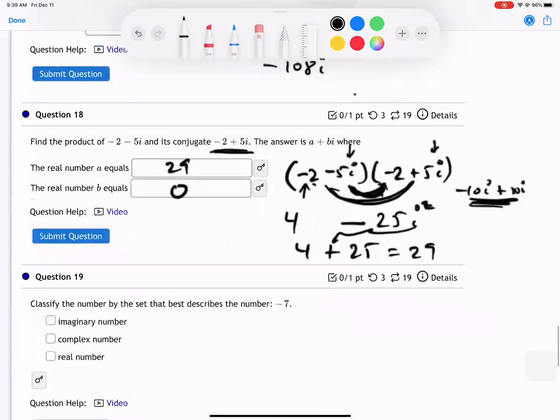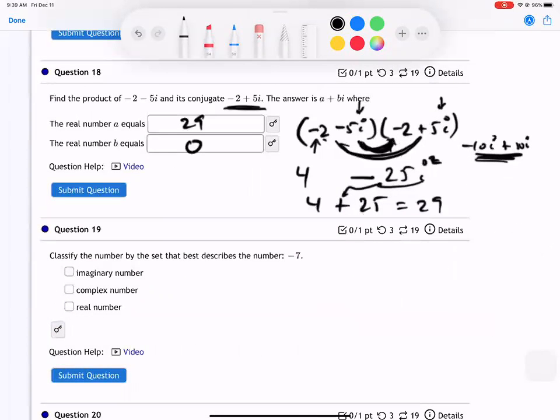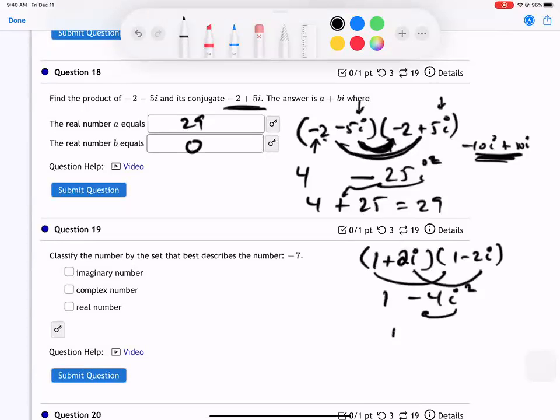So again, let me give you another easy version. 1 plus 2i times its conjugate 1 minus 2i. 1 times 1 is 1. 2 times 2 is 4, negative 4i squared. Negative 1 becomes a 4. 1 plus 4 is 5. Whenever you do conjugates, you just look at the front and the back. That's how fast it could be.